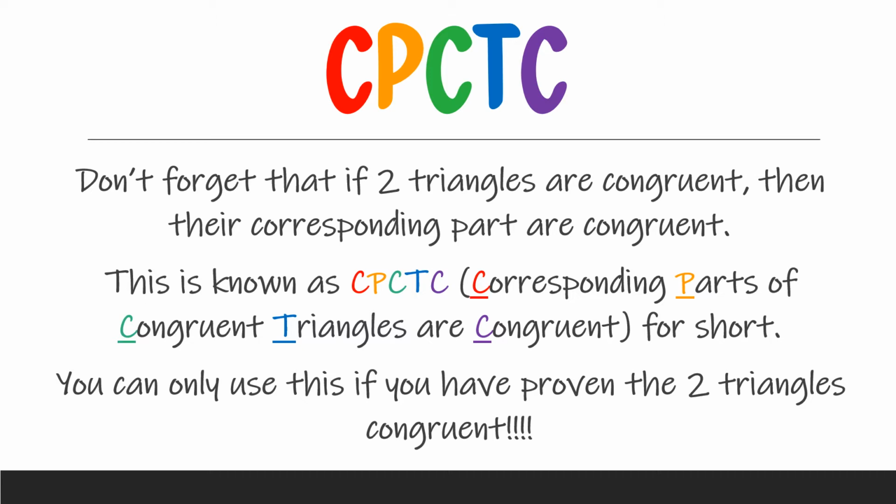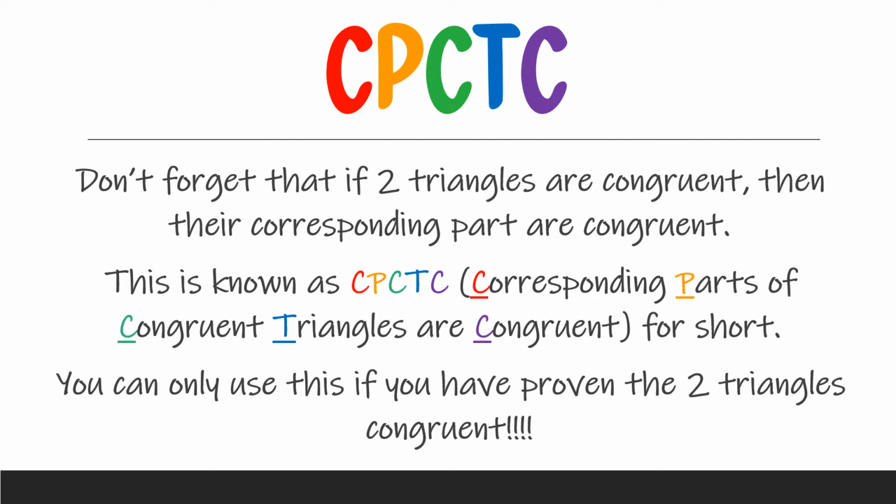CPCTC. So if we know that two triangles are congruent, then we know that all of their corresponding parts are congruent. And that is used in a lot of proofs to prove various properties about quadrilaterals and other things, but mainly in quadrilateral proofs. So instead of writing out corresponding parts of congruent triangles are congruent, we can use this acronym, CPCTC. C means corresponding, P parts of congruent, so that's the second C, triangles, so T for triangles, and then R congruent, that's the final C.